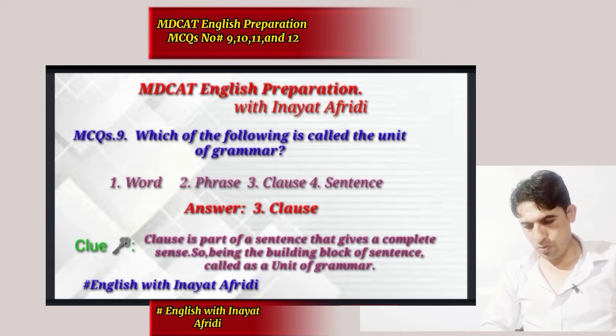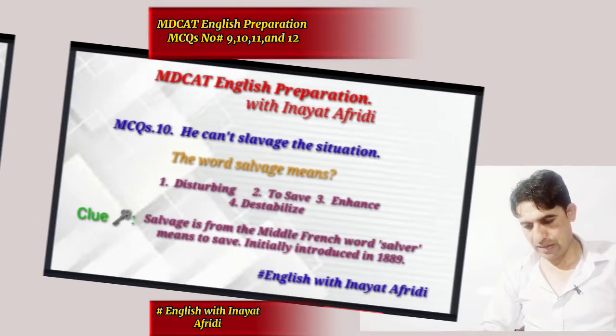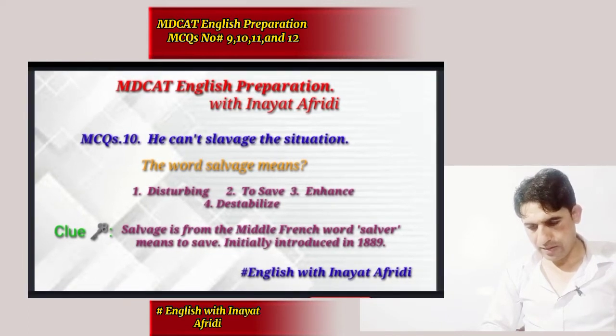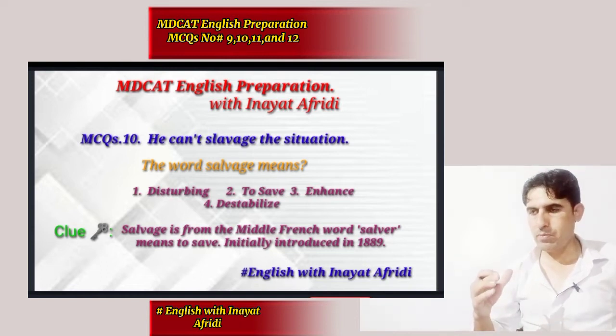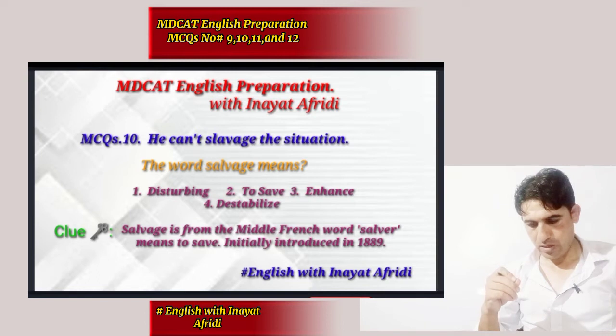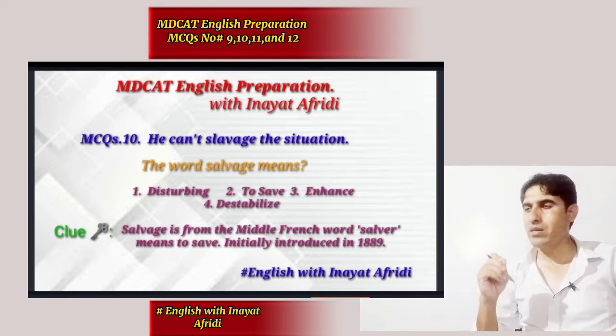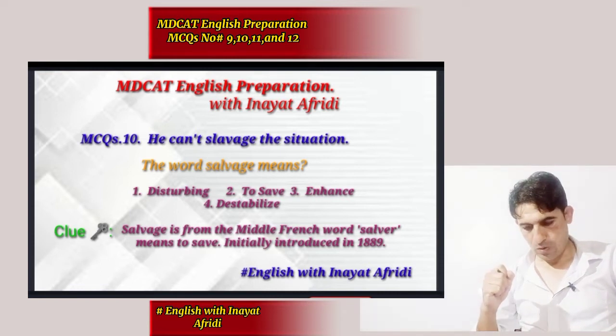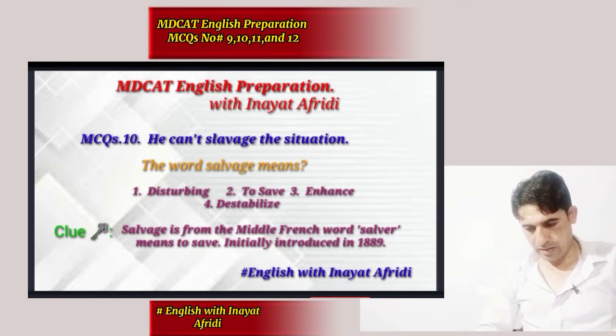And now we move towards the MCQs number 10. The MCQs number 10 reads, he can't salvage the situation. Now, below the statements, we have an important question, and that is the word salvage means. Now, this MCQs is related to the vocabulary section. Finding the synonyms of the word. Now, in options, number 1, disturbing, number 2, to save, number 3, enhance, and number 4, destabilize.